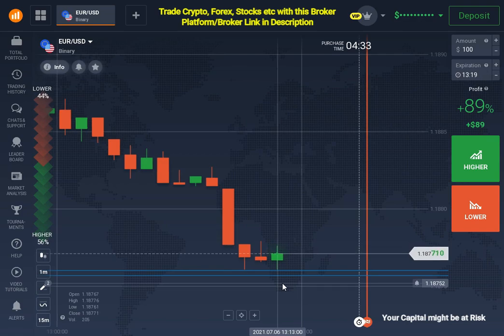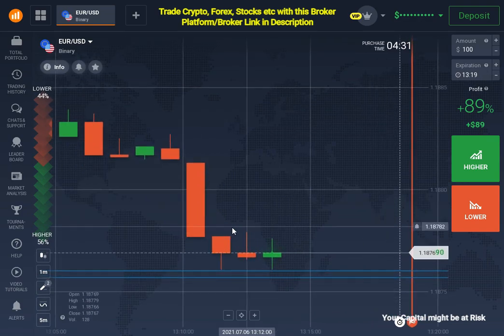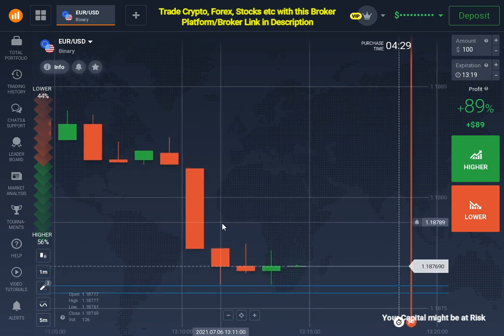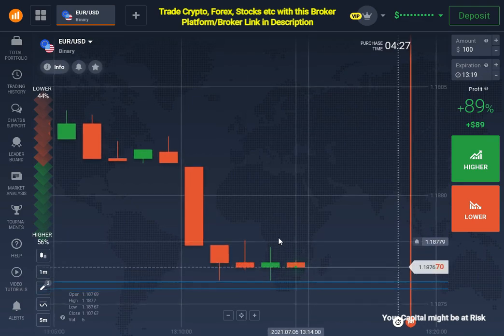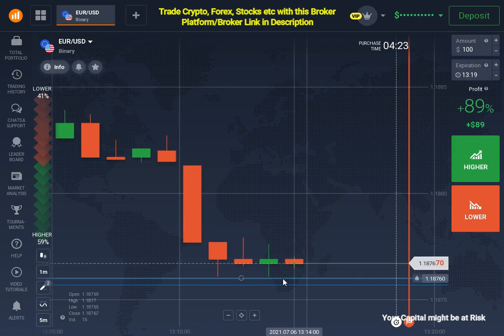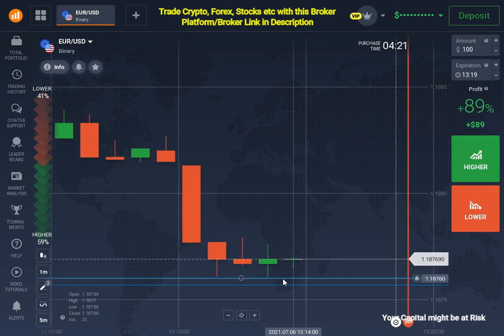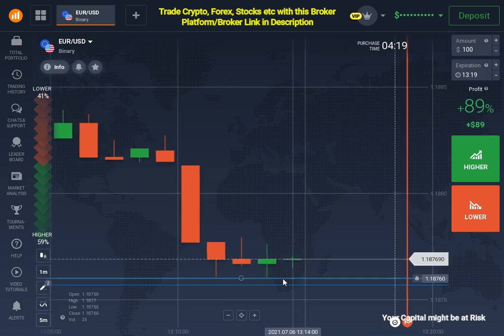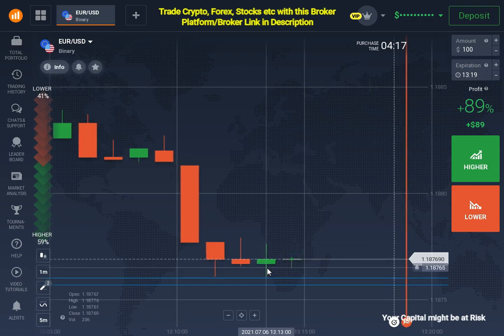So let's wait for the confirmation, and as you can see, the market is getting weaker. You can see these candlestick patterns, they are small, and now we have a spinning top suggesting indecision in the market. So in the next two candles there might be a signal, and then we are going to place our trade. So let's wait. We are not going to take a breakout here.